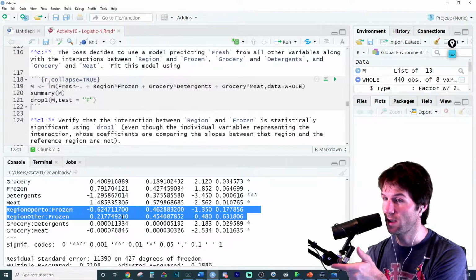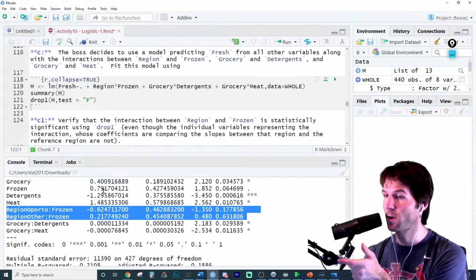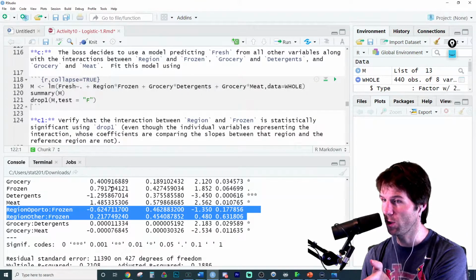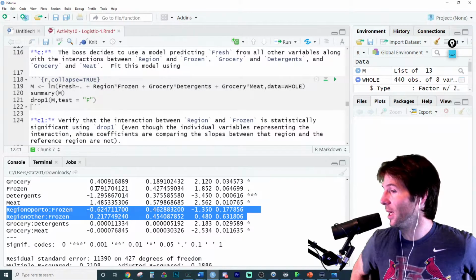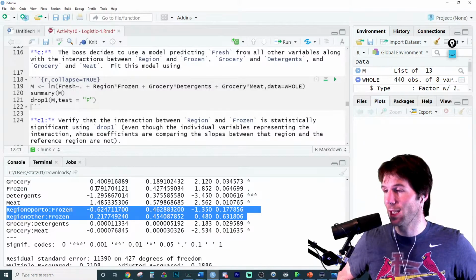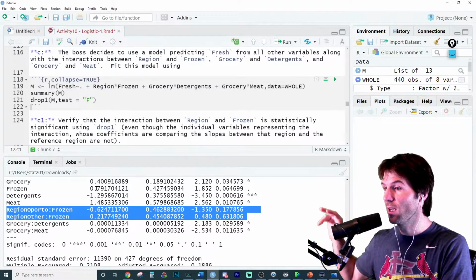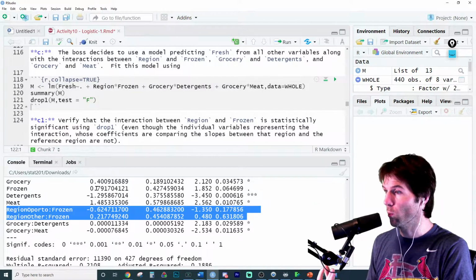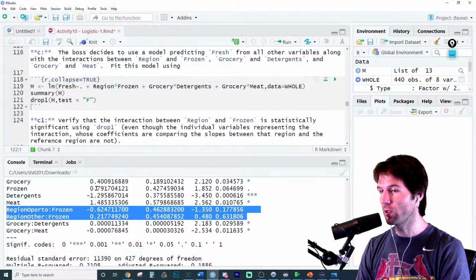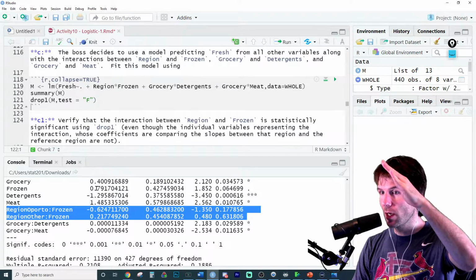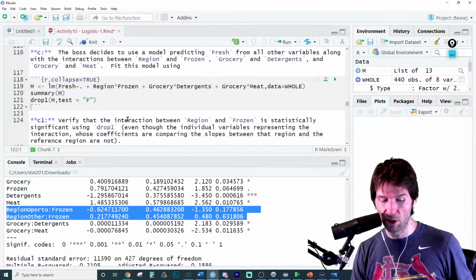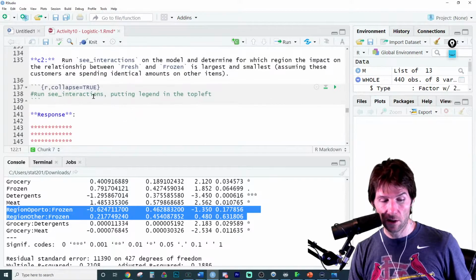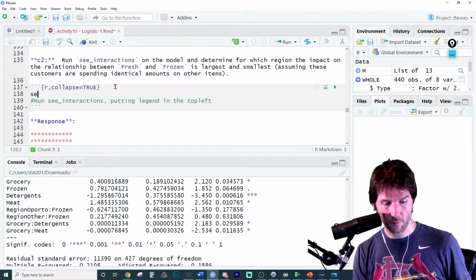This 0.2177 means region other is that much higher than region Lisbon, which has this coefficient. This coefficient right here means region Oporto is this much lower than region Lisbon, because region Lisbon has the reference level of frozen right there. It's going to be for region Lisbon unless we indicate we are in region Oporto or in region other. So once again, region other is going to have the highest, region Lisbon is going to have the next, and then a good bit below but still positive is going to be region Oporto. So let's see that through the output right here.